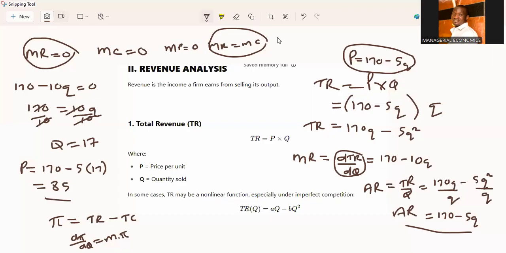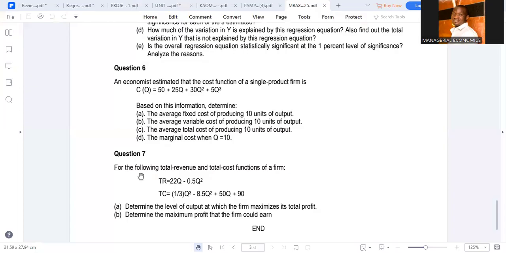So your homework now is as follows. Question number 7. You're given total revenue and total cost. Find the level of output which maximizes your total profit and find the maximum profit that the firm will earn. These questions repeat themselves. Okay.